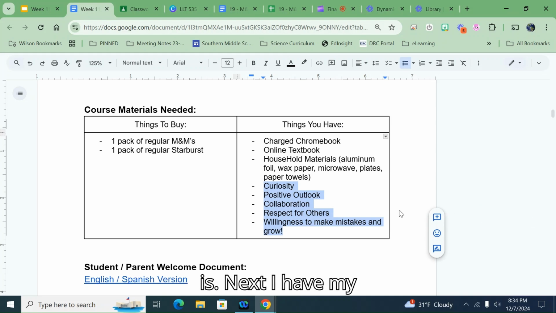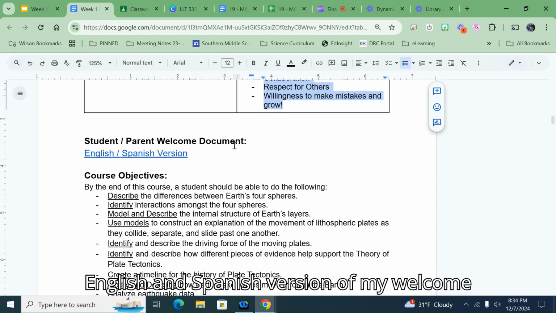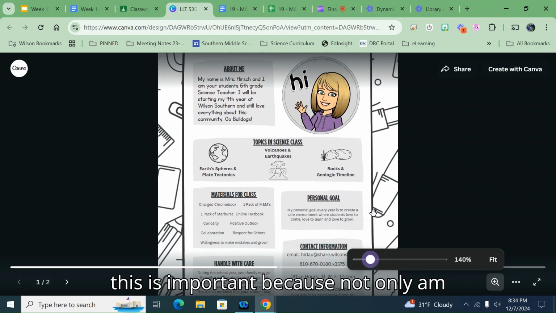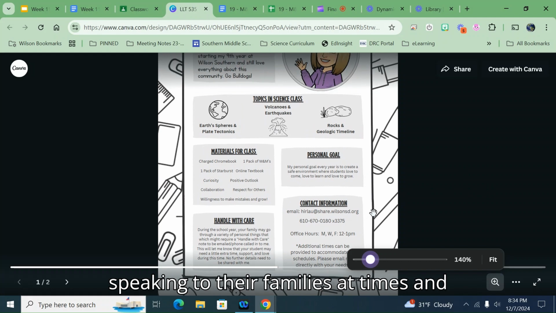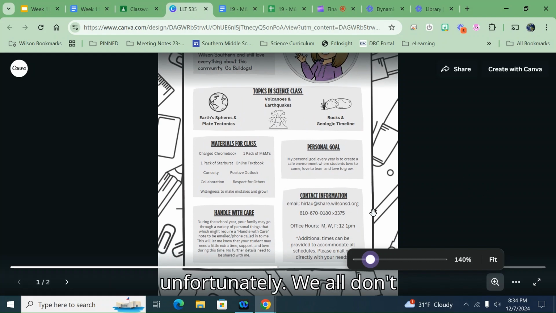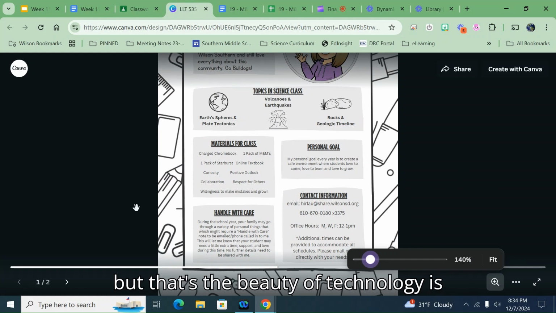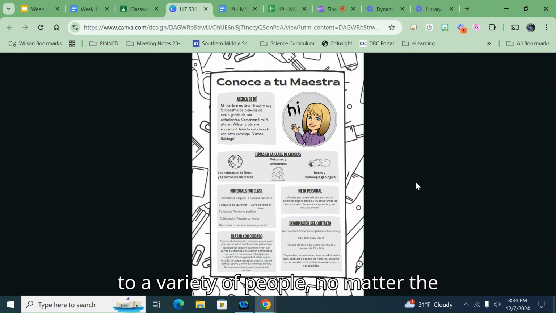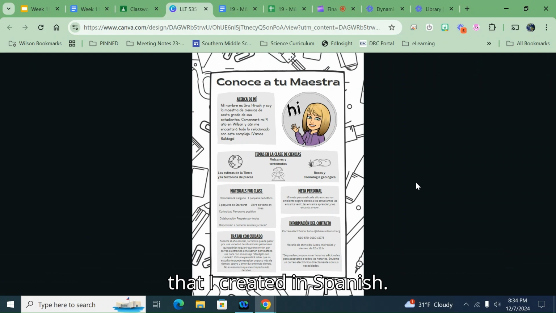That's what science is. Next, I have my English and Spanish version of my welcome document, which I'll show here. I think this is important because not only am I speaking to my students, I'm also speaking to their families at times. And unfortunately, we all don't speak the same language at certain times, but that's the beauty of technology, is that I create a document where I can have that information accessible to a variety of people, no matter the language they speak. And this is the one that I created in Spanish.